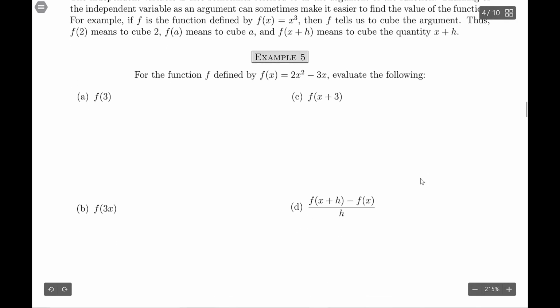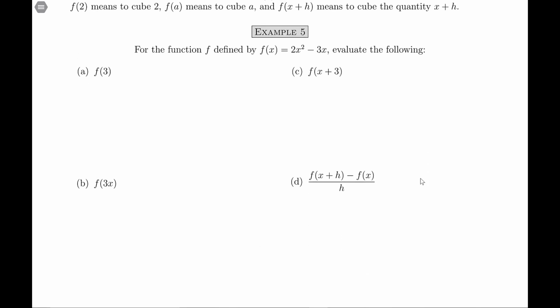So what we're going to do in example 5 is evaluate this one function, f of x equals 2x squared minus 3x, at 4 different values. So for part A, we're evaluating this function at f of 3. So that's just when x is equal to 3. So we take our original function and we replace x with 3 in every case. And then we just evaluate it and simplify.